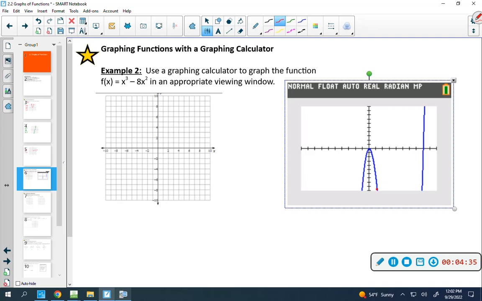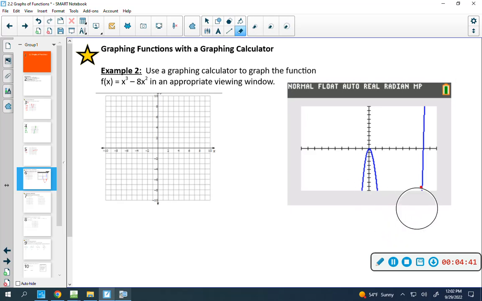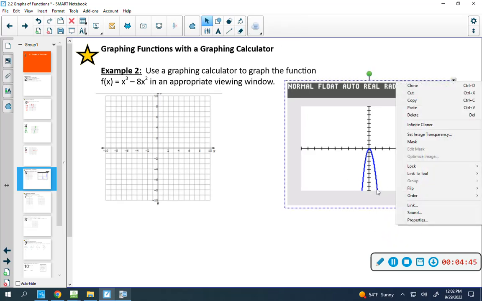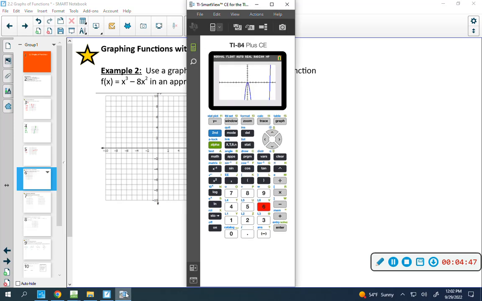It looks like it's going to continue down here and loop through. Well, we would like to see all of that. So that's why it talks about appropriate viewing windows. I'm going to go ahead and hit delete here and pull the graph back up.